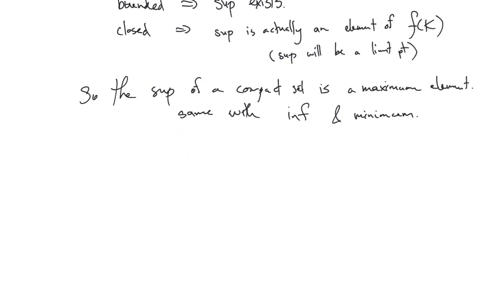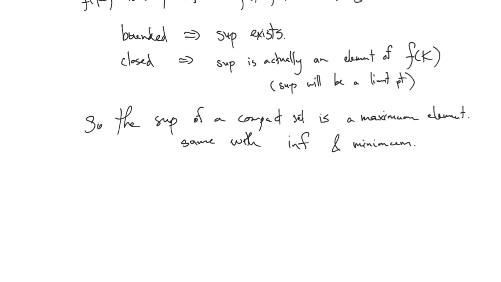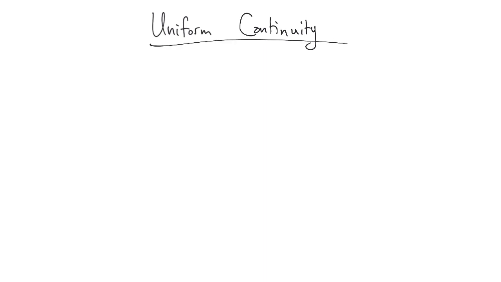For some reason, this is in the same section in the book as the next thing we're talking about, although in my opinion, it has not much relation at all. So I would say this deserves its own section break in the book. Uniform continuity. This is kind of a big idea.